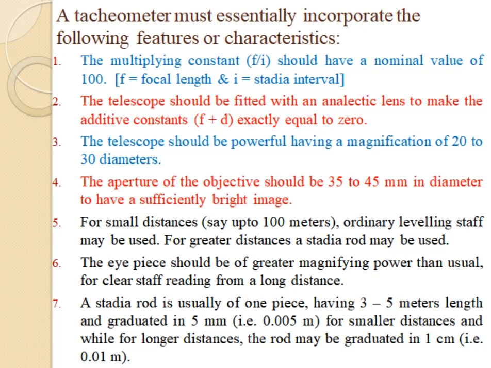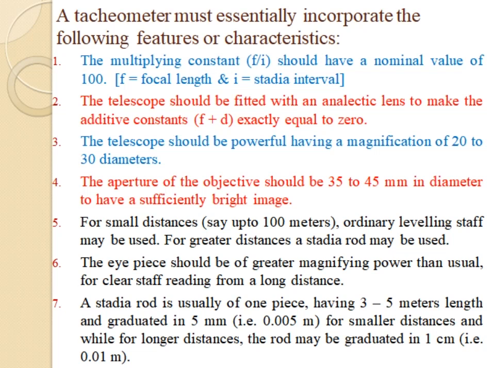A stadia rod is usually of one piece having 3 to 5 meter length and graduated in 5 mm for a smaller distance, while for a longer distance the rod may be graduated in 1 centimeter. For the longer distance you can use the stadia rod of 1 centimeter, where 1 centimeter is the smallest reading you can count over the stadia rod.